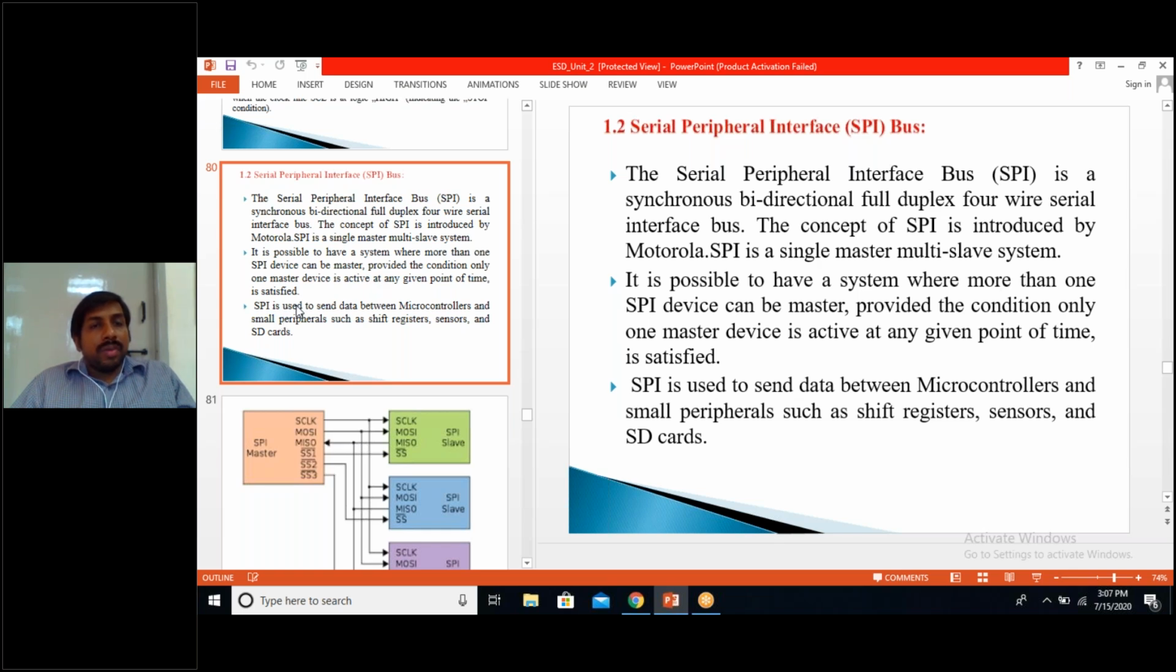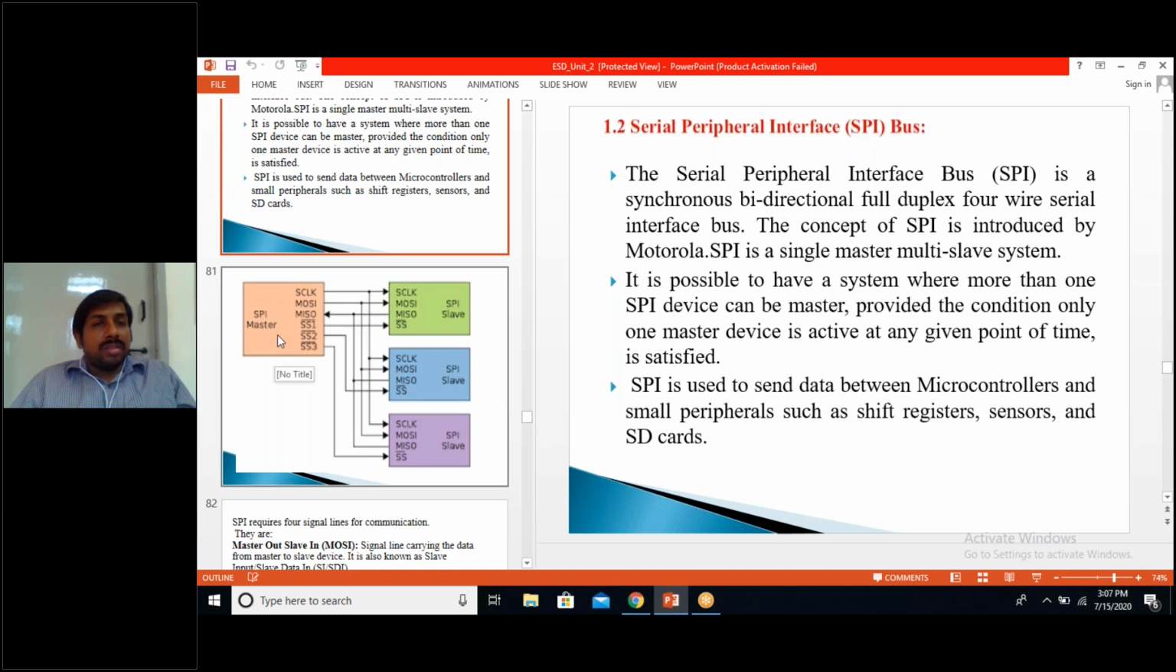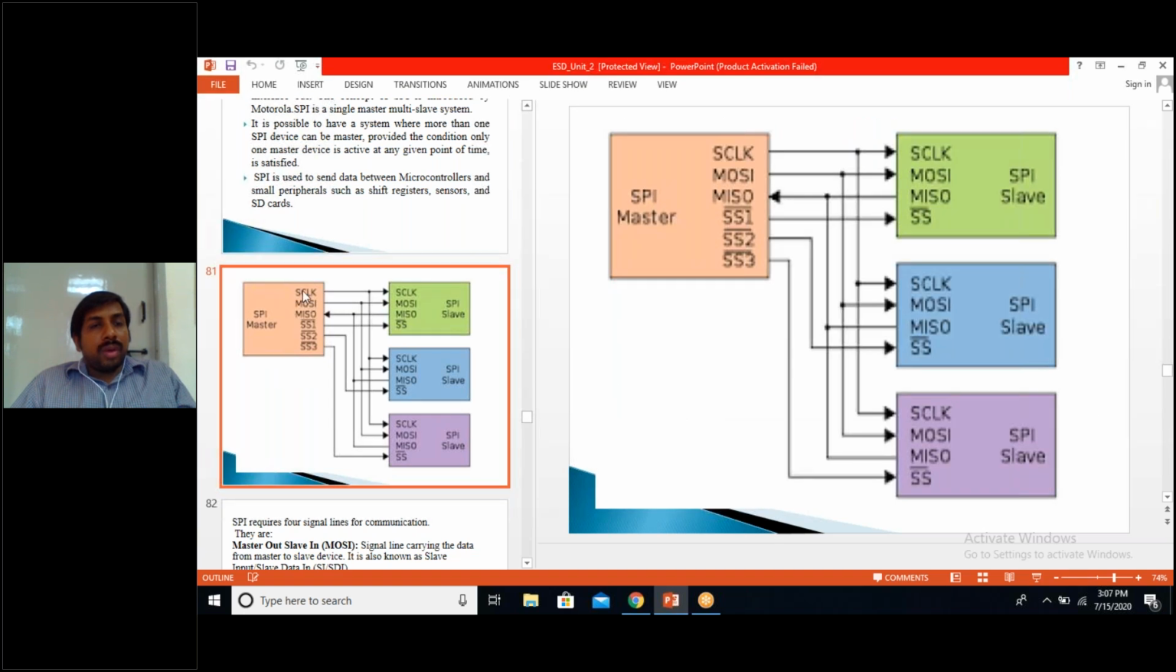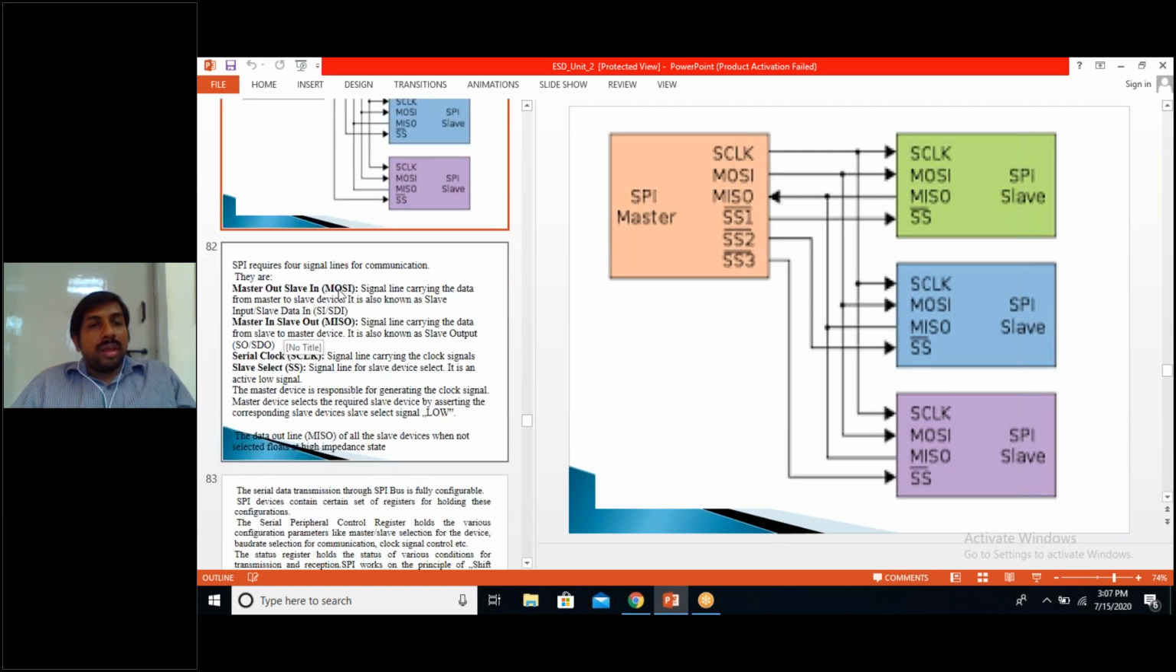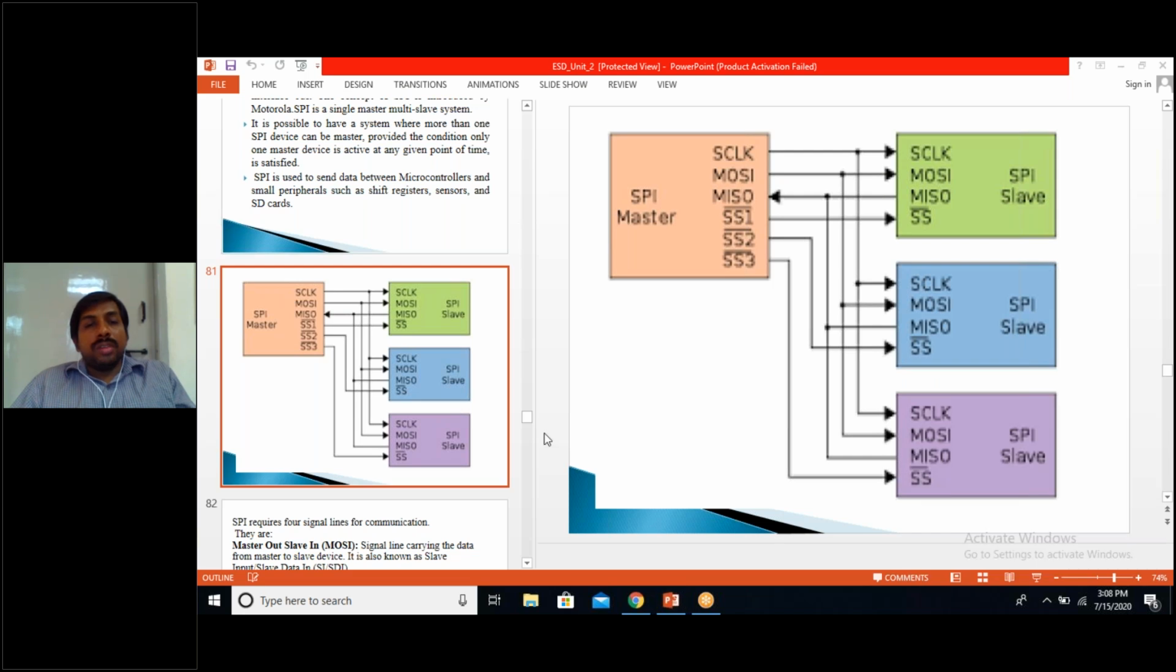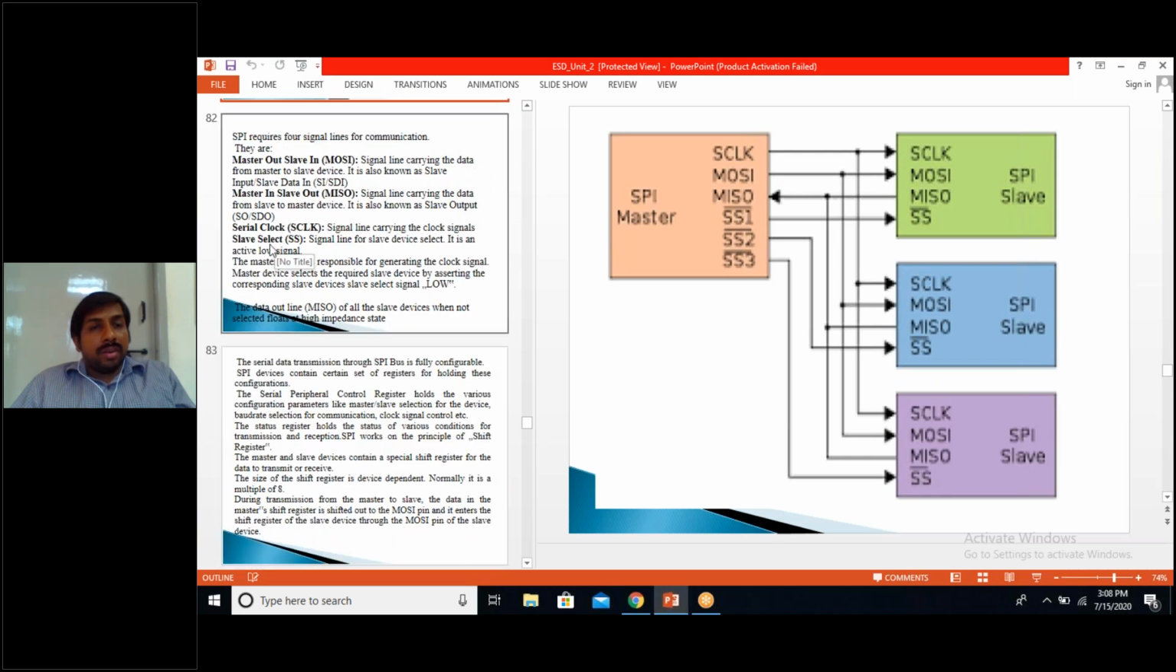SPI is used to send data between microcontrollers and peripherals such as shift registers, sensors, and SD cards. Each of the devices will have SCLK, MOSI, MISO. So the 4 wires are MOSI, master out slave in; MISO, master in slave out; serial clock, SCLK; and SS, slave select. MOSI stands for master out slave in, the signal line carrying the data from master to slave device. All the devices will be connected with these 4 lines: MOSI, MISO, serial clock, and slave select.